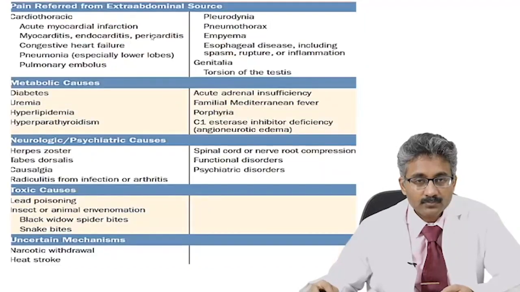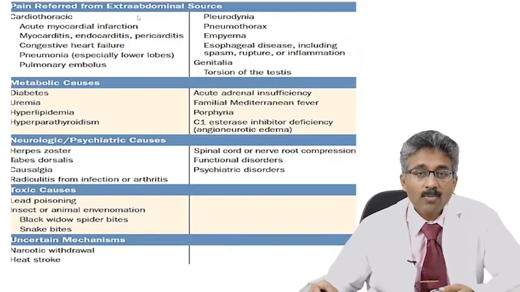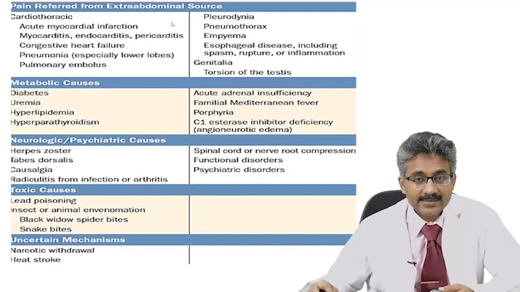Next. Pain referred from an extra-abdominal source. It can be referred from the thorax or testis. So what are the causes? Cardiothoracic causes: myocardial infarction pain can radiate to the abdomen. Myocarditis, endocarditis, pericarditis, congestive heart failure, pneumonia, especially lower lobe pneumonias, pulmonary embolism, pleurodynia, tension pneumothorax, empyema, and esophageal diseases including spasm, rupture, or inflammation.